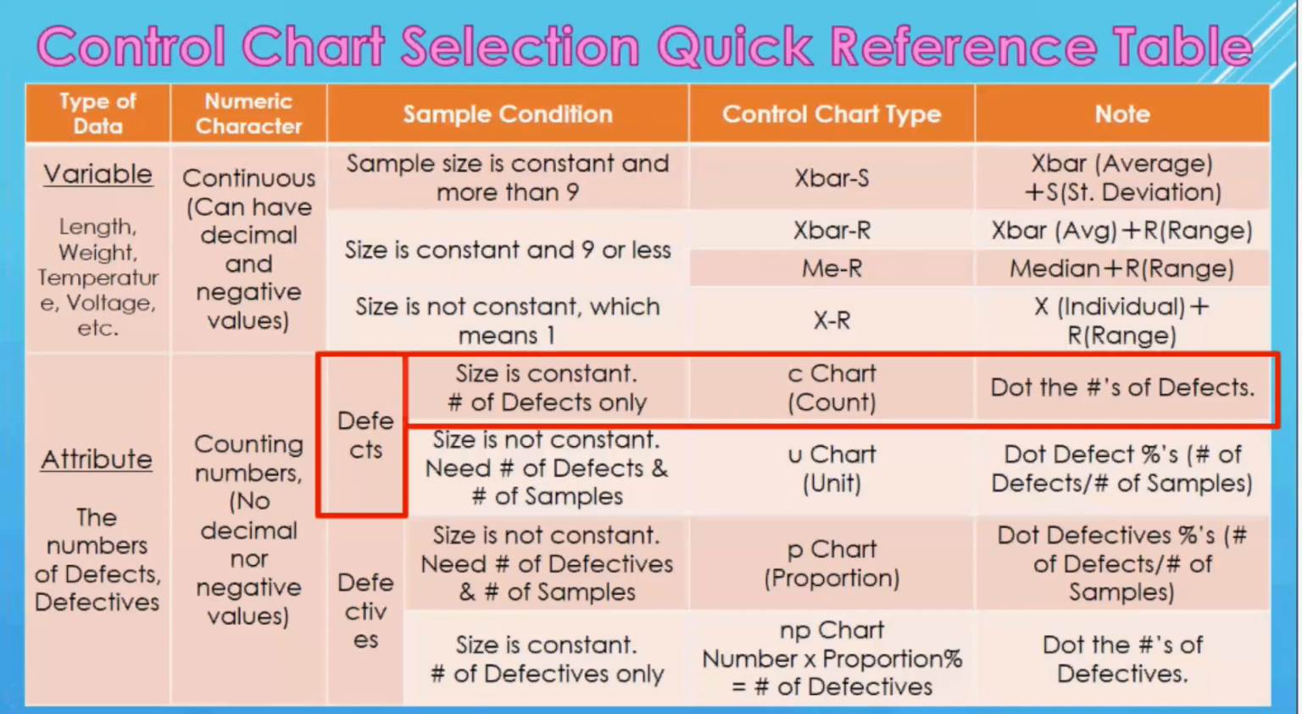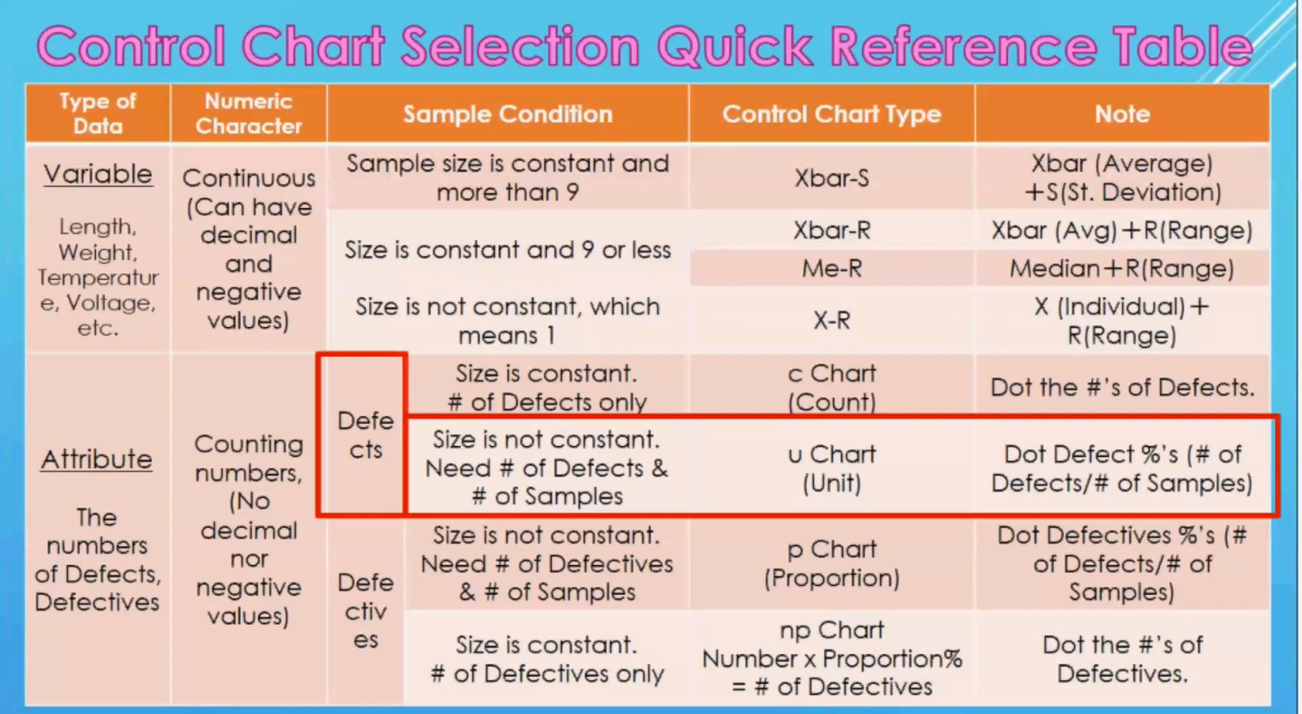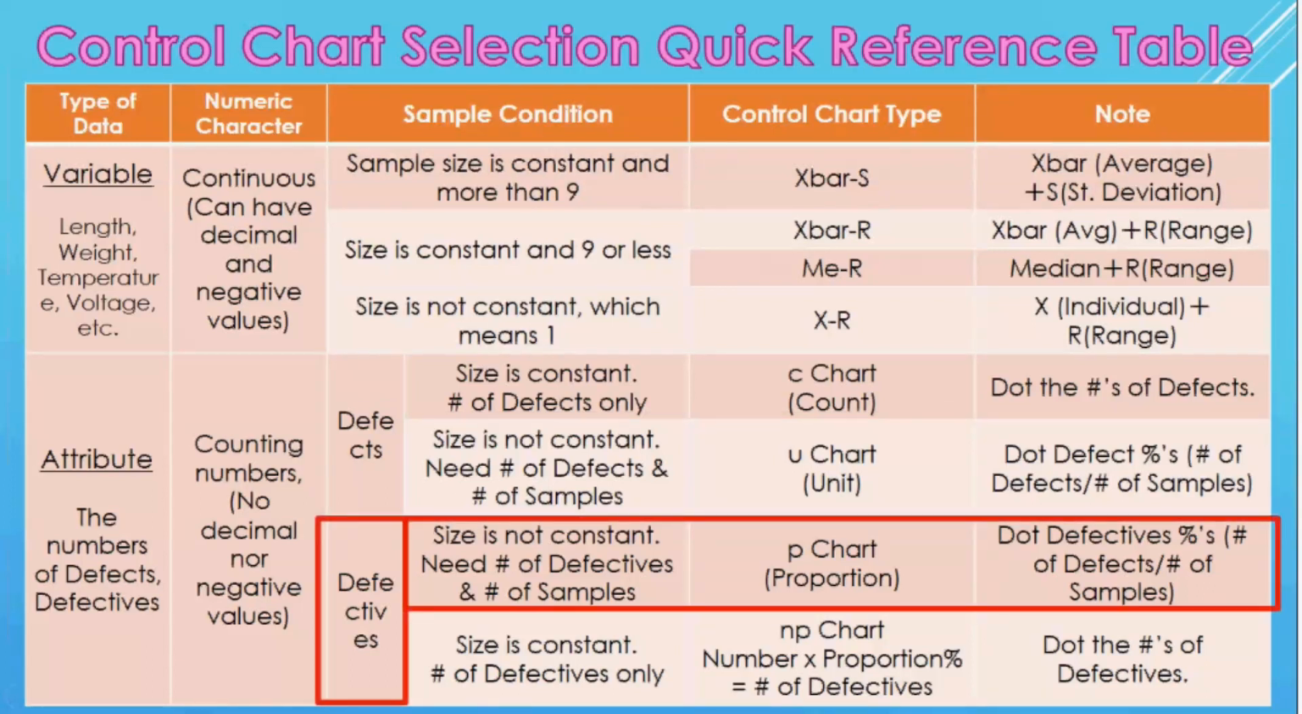When the sample size is not consistent, you cannot compare the face value, so it's necessary to record the number of samples each time as well. Then use a U chart. U stands for unit. You dot the defect percentages per unit, which are the number of defects divided by the number of samples.